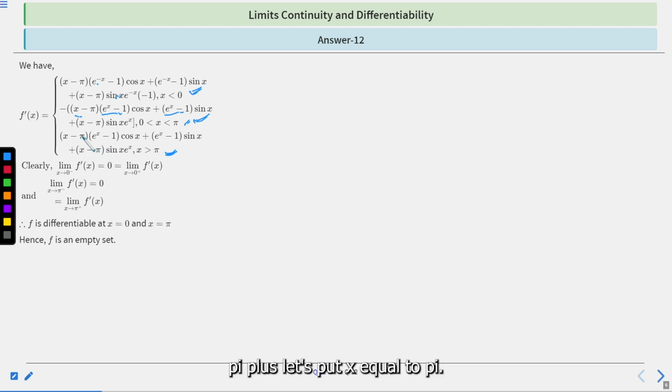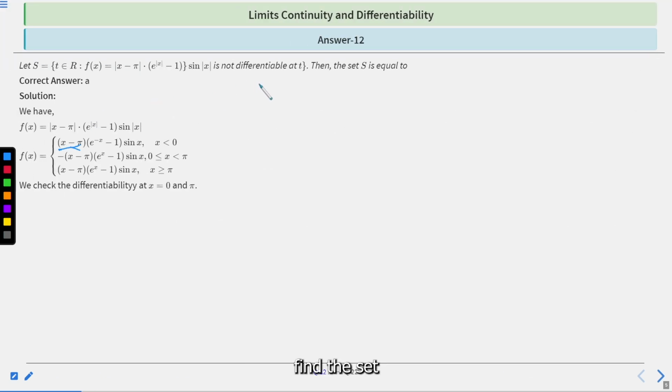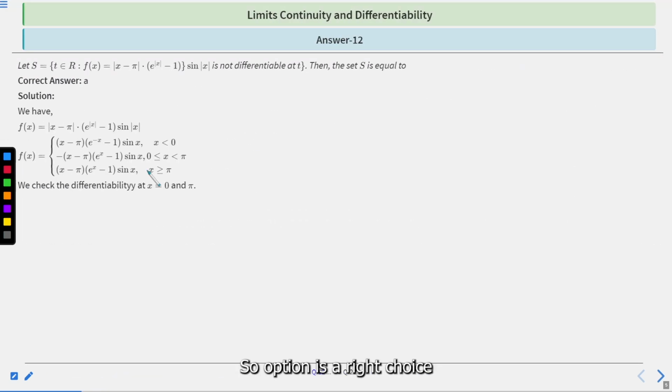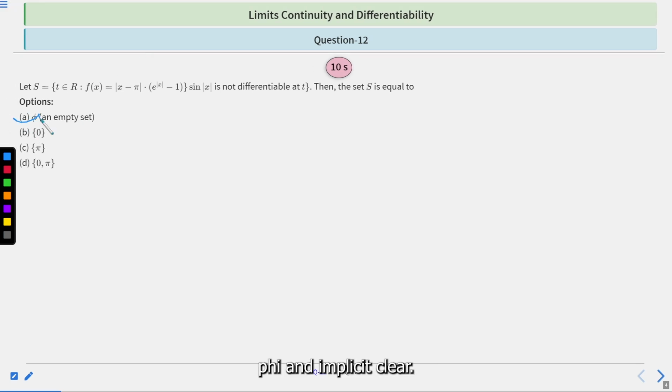For pi plus, let's put x equal to pi, so this term will be 0. Here sin x is in multiplication, so this term is also 0. Here it is x minus pi, so we put pi, and pi minus pi is 0. So this term is also 0. Clear? So the whole thing will be 0 at 0 and pi. Therefore, f is differentiable at x equal to 0 and x equal to pi. Clear? And we had to find the set where f is not differentiable, but f is differentiable everywhere. Hence, it is an empty set. Clear? So option A is the right choice, phi, an empty set. Clear?